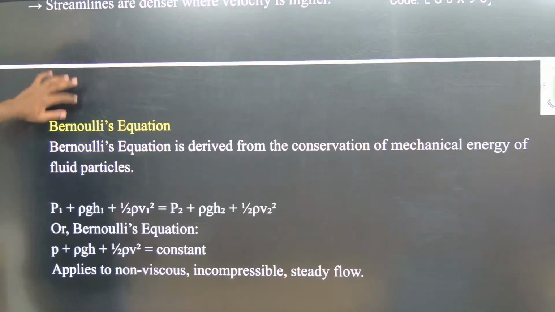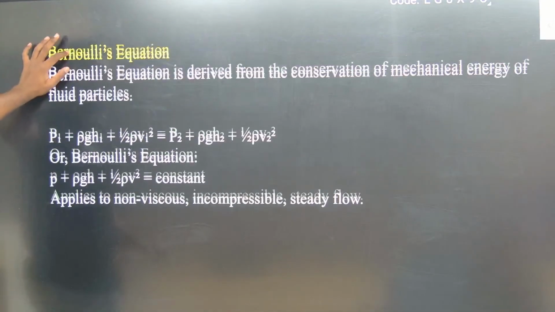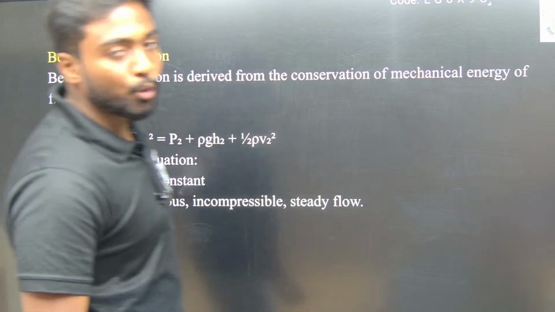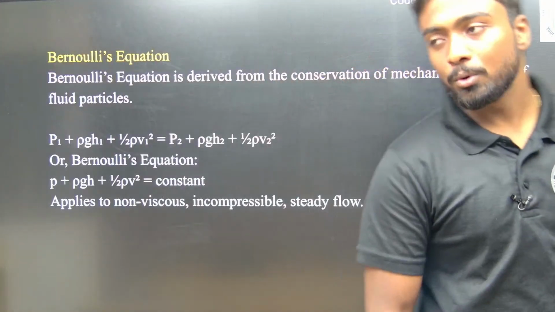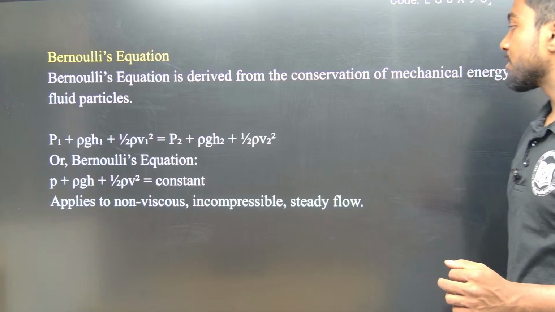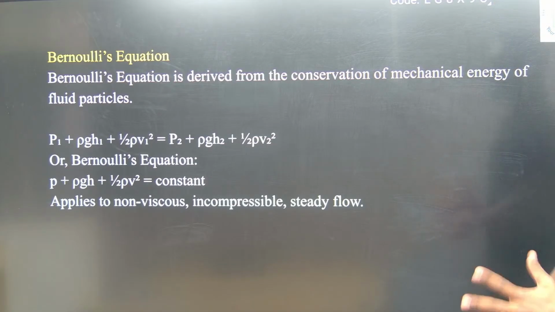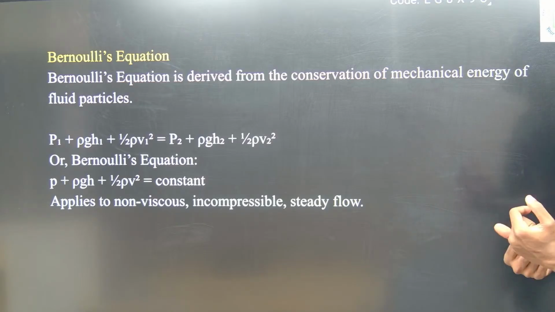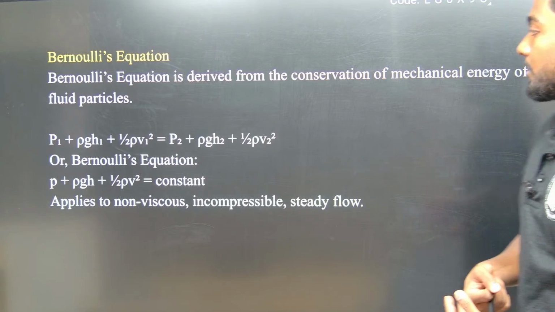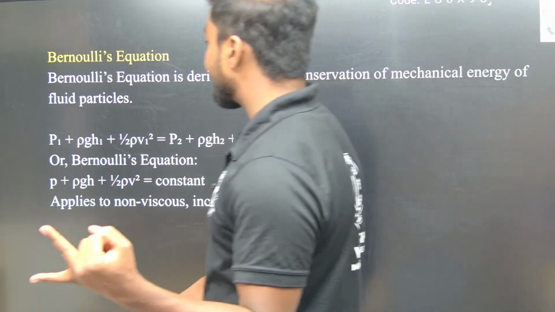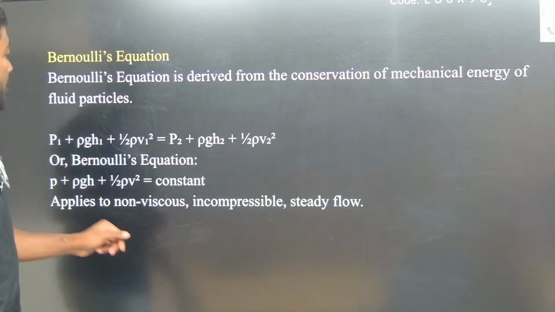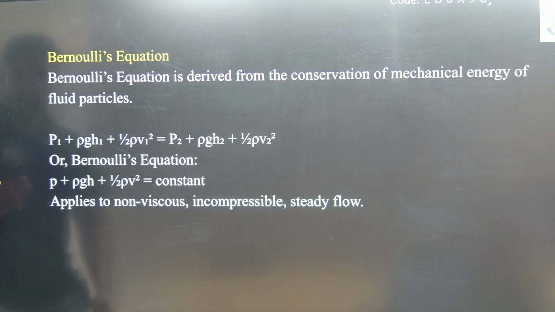So next is Bernoulli's equation. Like Bernoulli's equation we know, P plus rho g h plus half rho v square is always equal to constant. So it applies to non-viscous, incompressible, steady flow. Bernoulli's equation is derived from the conservation of mechanical energy of fluid properties. Pressure, potential energy and kinetic energy should be equal to constant, right? That's what we have studied now in Bernoulli's.